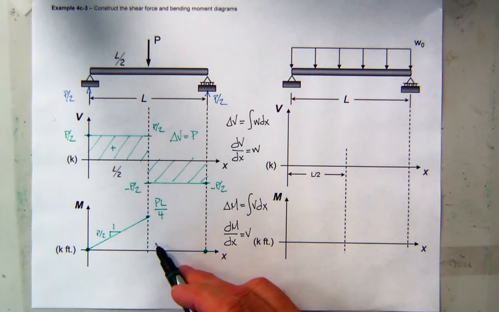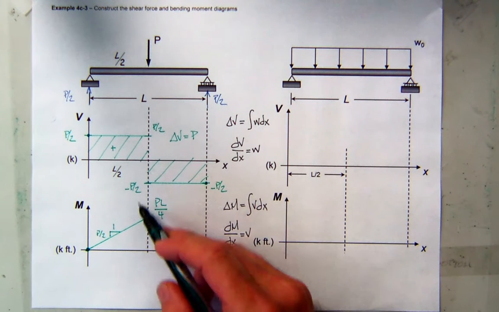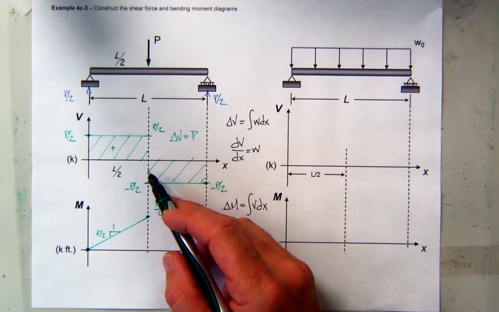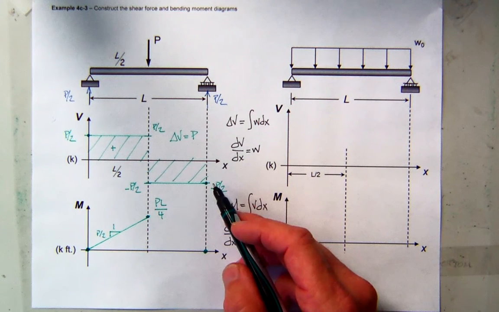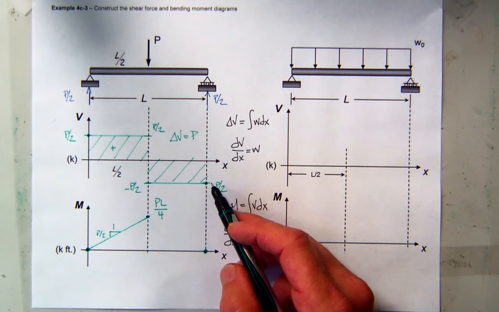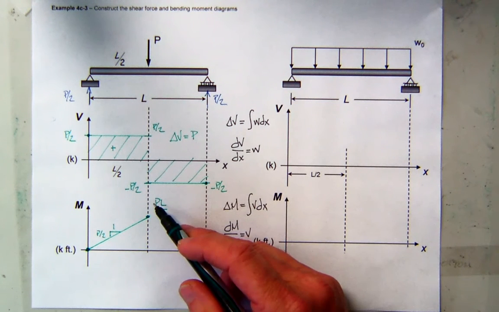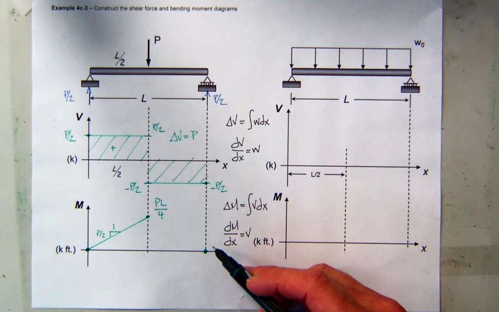Now from the middle of the beam to the right side at L, the change in moment here is given by this part of the curve, which is what? Yeah, it's a rectangle, base L over 2 times the height, which is minus P over 2. So that's minus PL over 4. So you start at PL over 4, you subtract PL over 4, you get 0. All right, we found our way home.